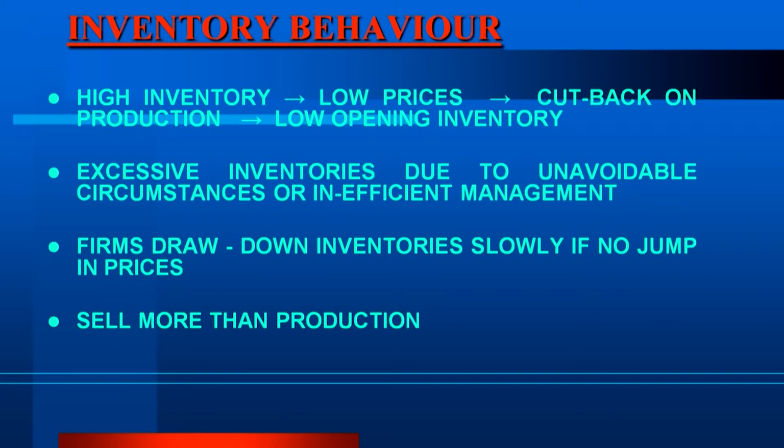The next thing in the behavior of inventory is that excessive inventory is due to unavoidable circumstances or inefficient management. Sometimes because of a recessionary situation in the market, when the purchasing power of the people goes down, they find it difficult to purchase certain things. So, how do people then decide or ration their purchases? First of all, they go for the necessities. After that, they go for the comforts, and then they go for the luxuries. This is the normal process. So, if we are manufacturing a necessity, the impact of the recession will not be very high. It will be there, but not very high. But if it is a comfort or luxury, certainly it will be worst hit.